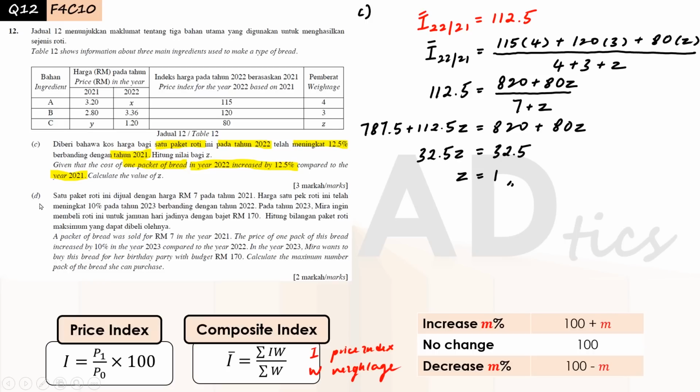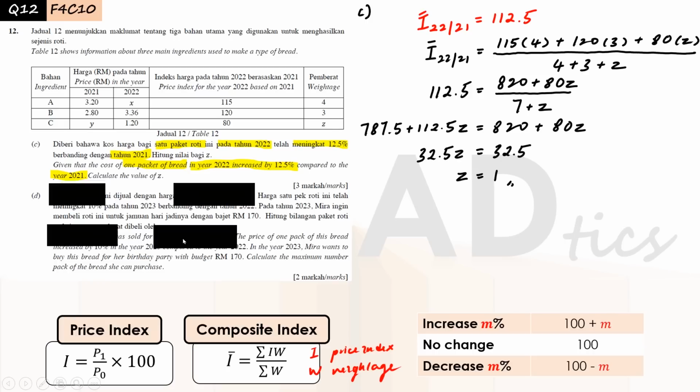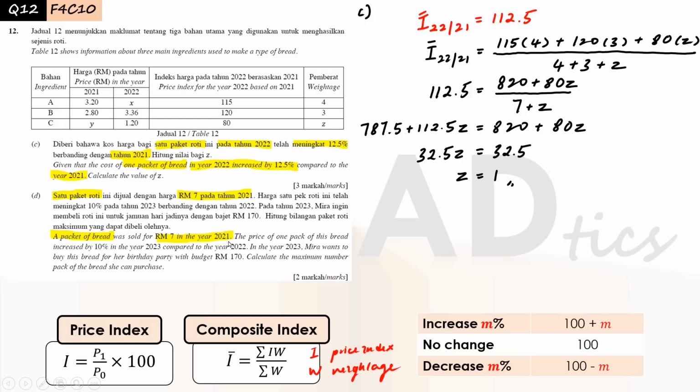And for part D, here we have a situation. So it says that this bread is RM7 in 2021. Okay, so let's write down here, in 2021, the price is 7. And here it says that the same bread, the price increased by 10% in the year 2023 compared to 2022. So means from 2022, this price has increased 10% when going into 2023.